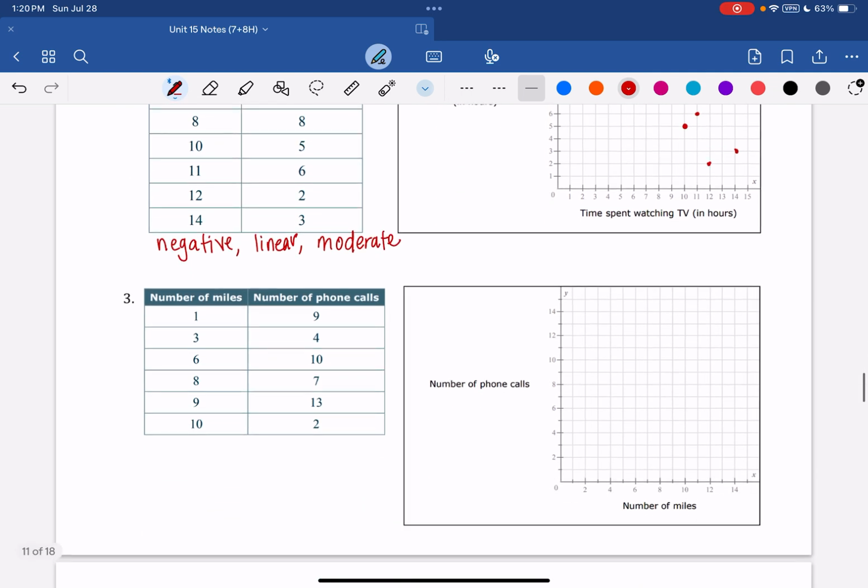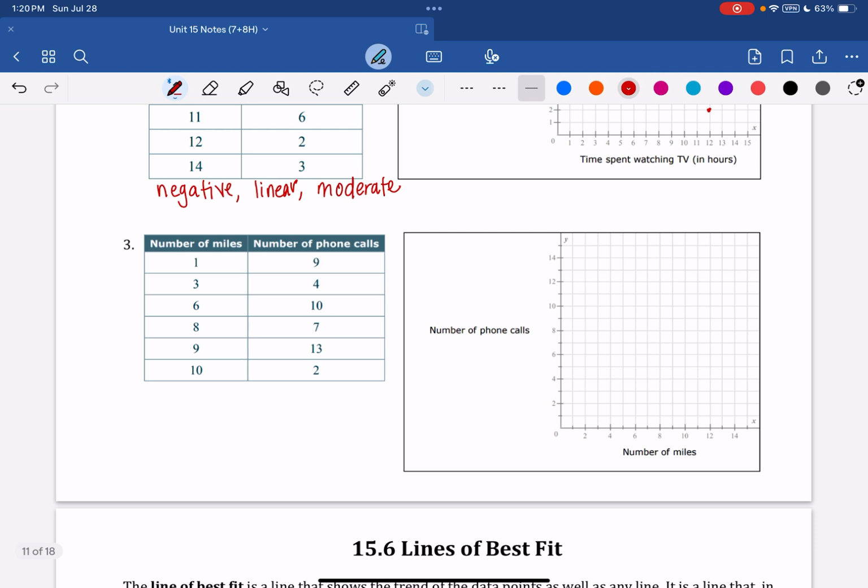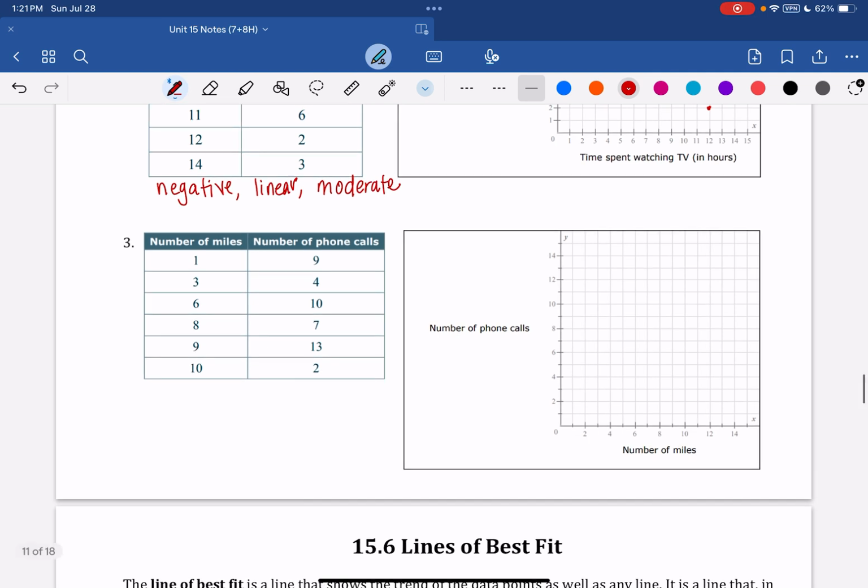And number of miles and number of phone calls: (1, 9), (3, 4), (6, 10), (8, 7), (9, 13), and (10, 2).